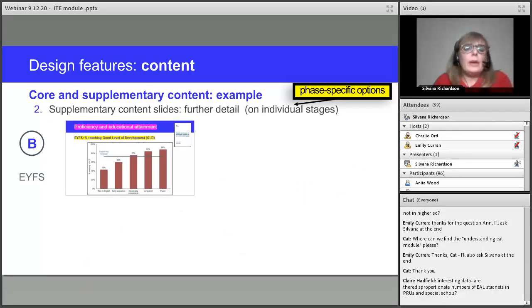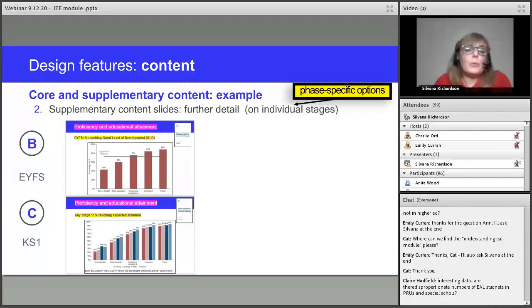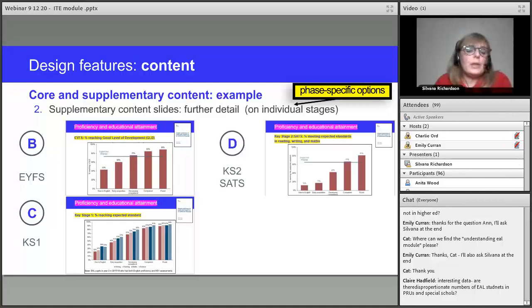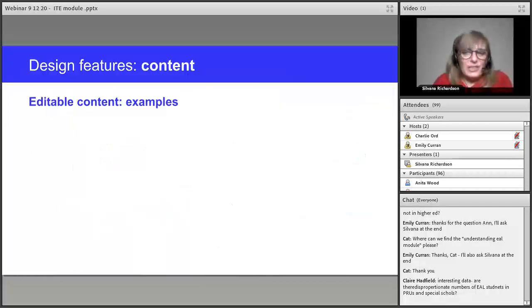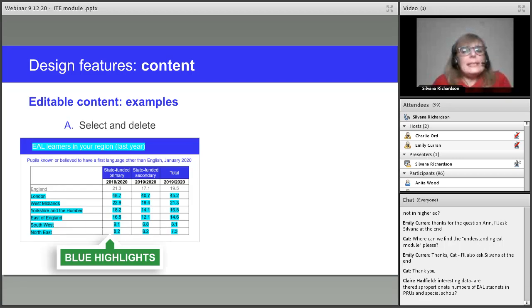Going on with the same, more phase-specific options. So you've got the same data, but in slide B for early years, in C for key stage one, D for key stage two SATs, and E for key stage four GCSE. So you see two types of highlights there. Pink, remember, is supplementary content, and yellow is a phase-specific piece of information.